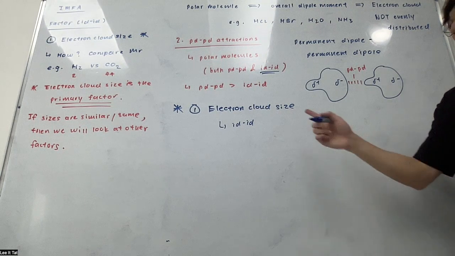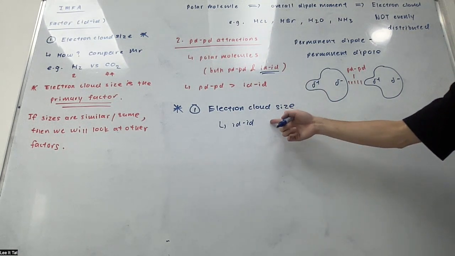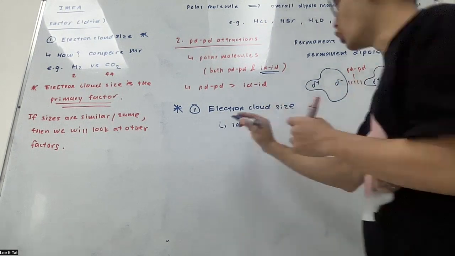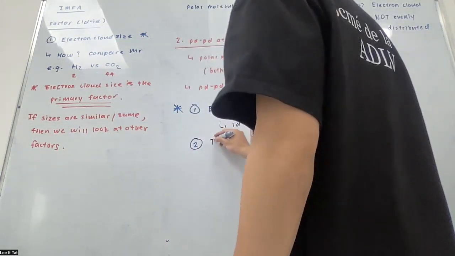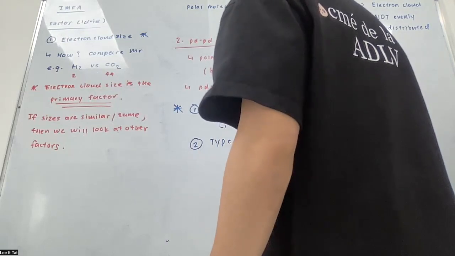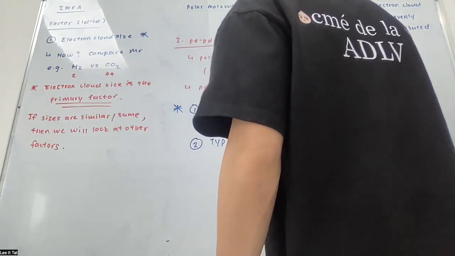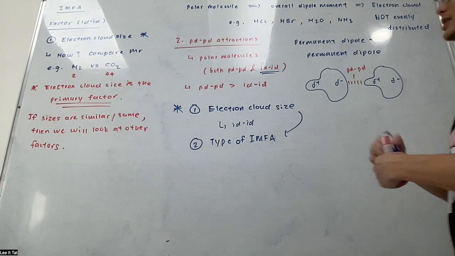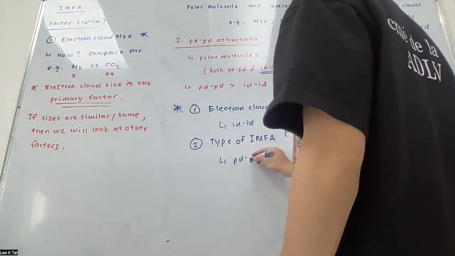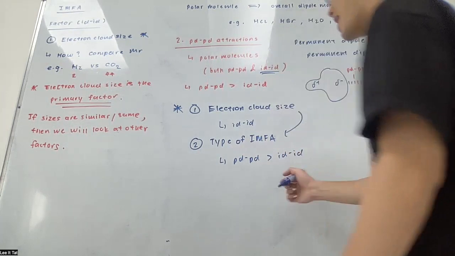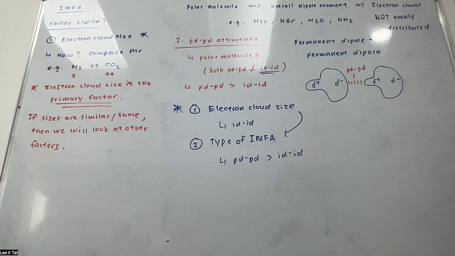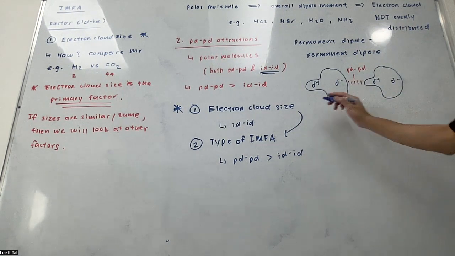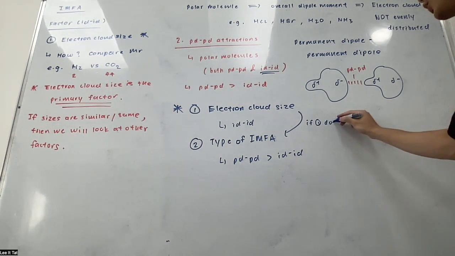Make sense? But what if it doesn't work out? When does electron cloud size not work out? If the sizes are similar or the same. So we will now go to our next factor. We must take this down, this two-step process. When the first factor fails, then we go to our second factor, where we compare the different types of intermolecular forces. In this case, we can use stuff like this: PD is stronger than ID, so it has a higher melting point and so on. But this is only if the first factor doesn't work. You only go to the second if number one does not work.